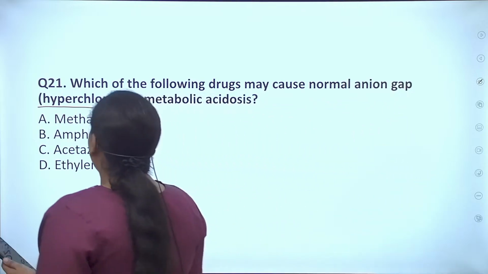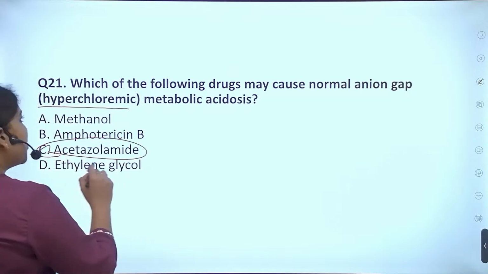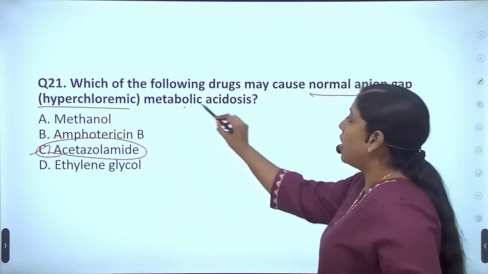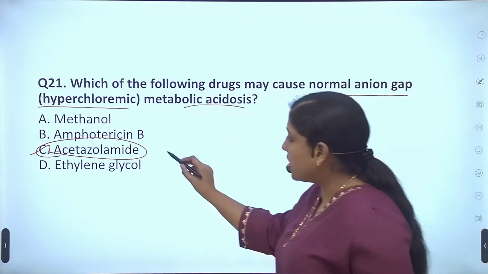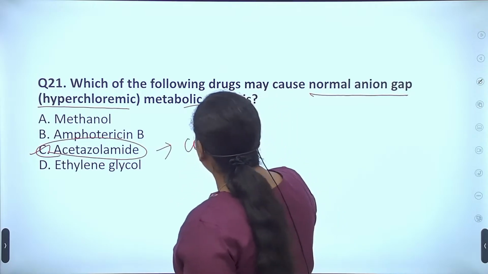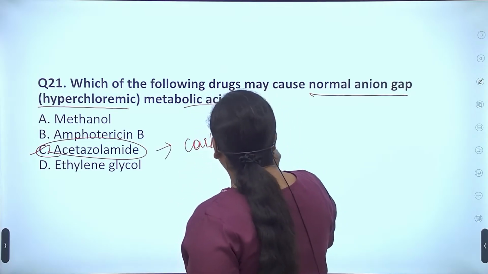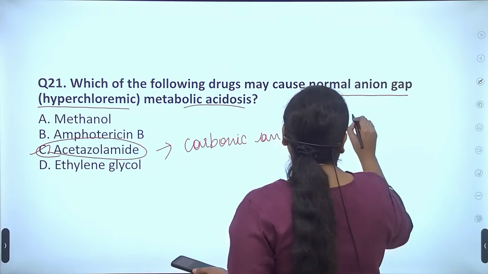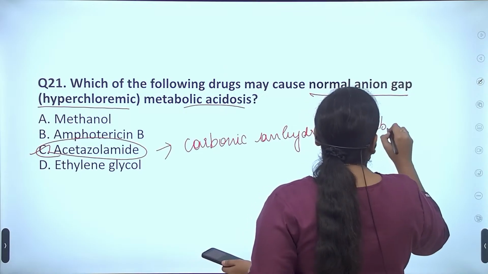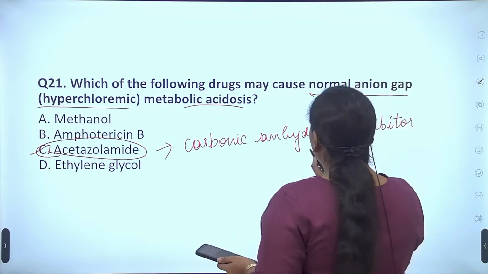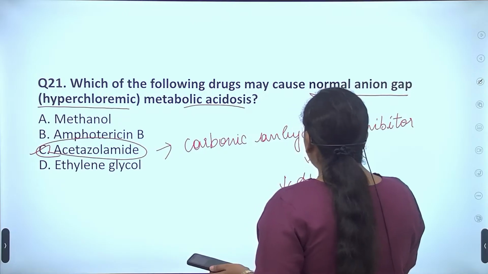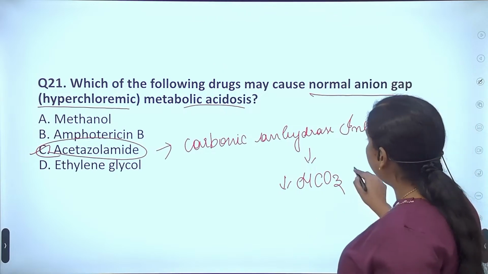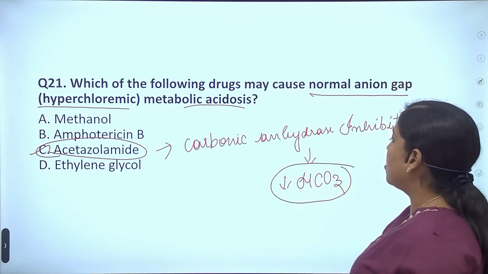See, acetazolamide is an important drug which causes normal anion gap hyperchloremic metabolic acidosis. What is this drug? This is the carbonic anhydrase inhibitor. So what will this drug do? It reduces the HCO3 reabsorption, thereby causing metabolic acidosis.